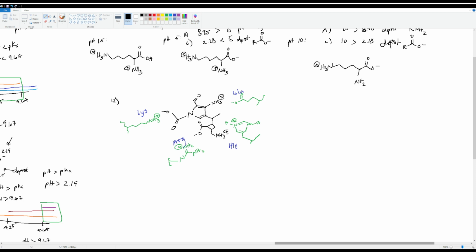So, the question asks us to rank the following pH levels in order from best to worst ability to bind the molecule. Okay, and then we're dealing with pH of 3, pH 5, pH of 7. Nope, 9.